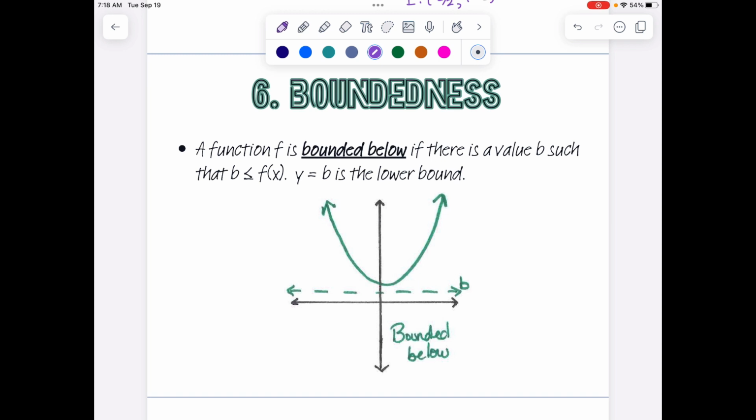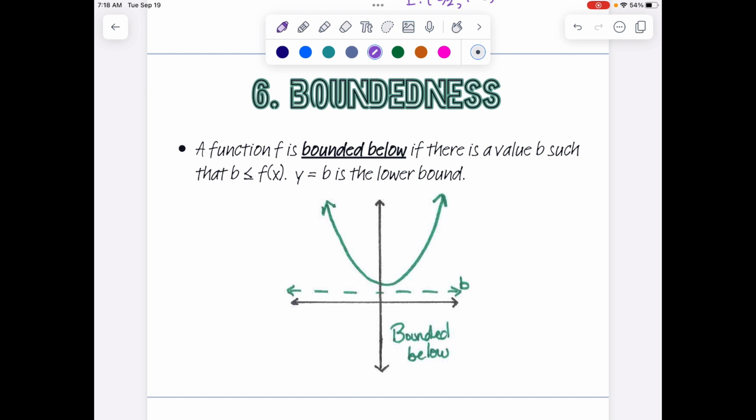A function is bounded below if there's a value b such that b is less than or equal to your function. So that means y equals b is going to be a lower bound. So in the example up above, it was bounded below.